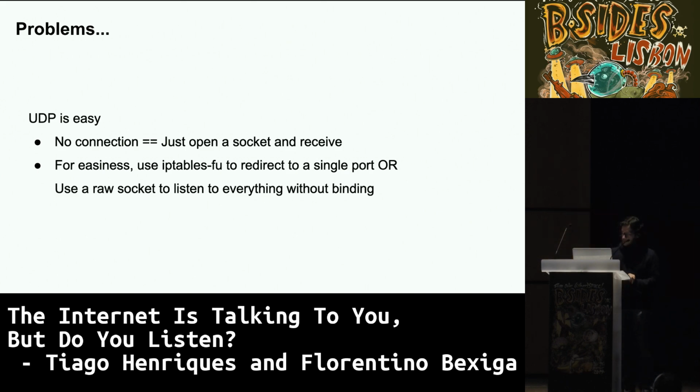Now, for the case of UDP, it's fairly simple. You can just open a socket and listen, because there's no connection, there's no complication there. So basically what we did here is we created a socket and then we used some firewall configurations to redirect everything to the port that we have the socket open. You could also create a raw socket and just listen to everything, but there's too much noise there and you definitely want to filter out some ports.